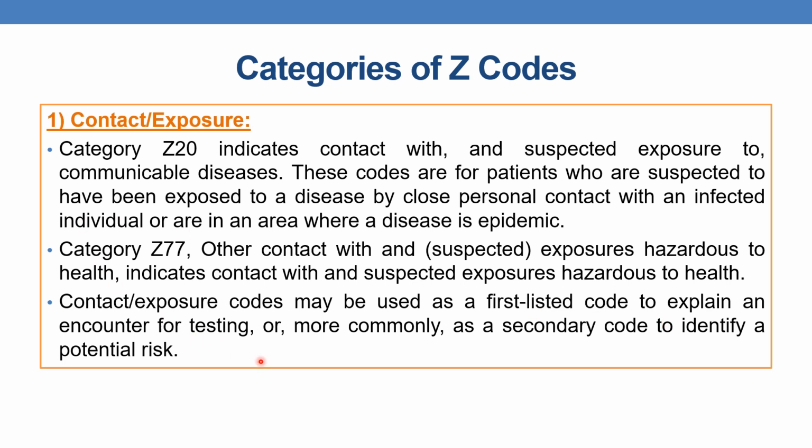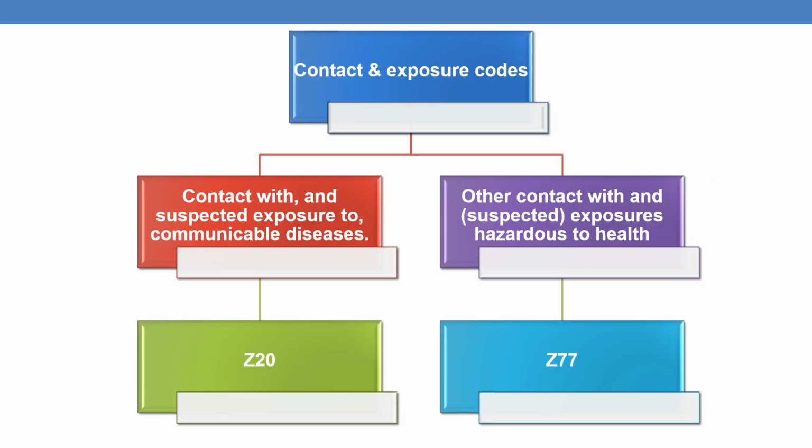For example, if a person presents for screening of HIV, encounter for testing of HIV, and the person is suspected to be in contact with. So in that case, Z20 series can be used as PDX because the reason for encounter is testing itself. As we have discussed earlier, Z20 deals with contact with and suspected exposure to communicable diseases, whereas Z77 deals with other contact and suspected exposures hazardous to health.